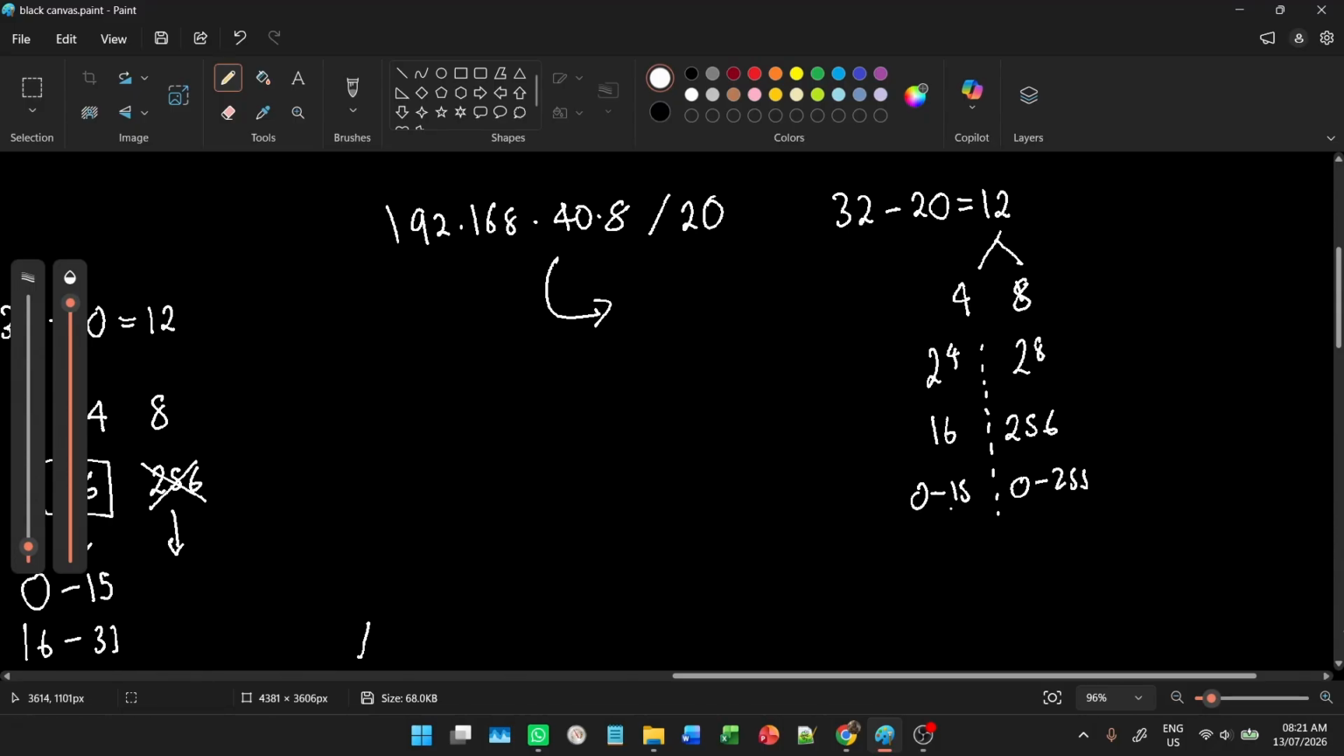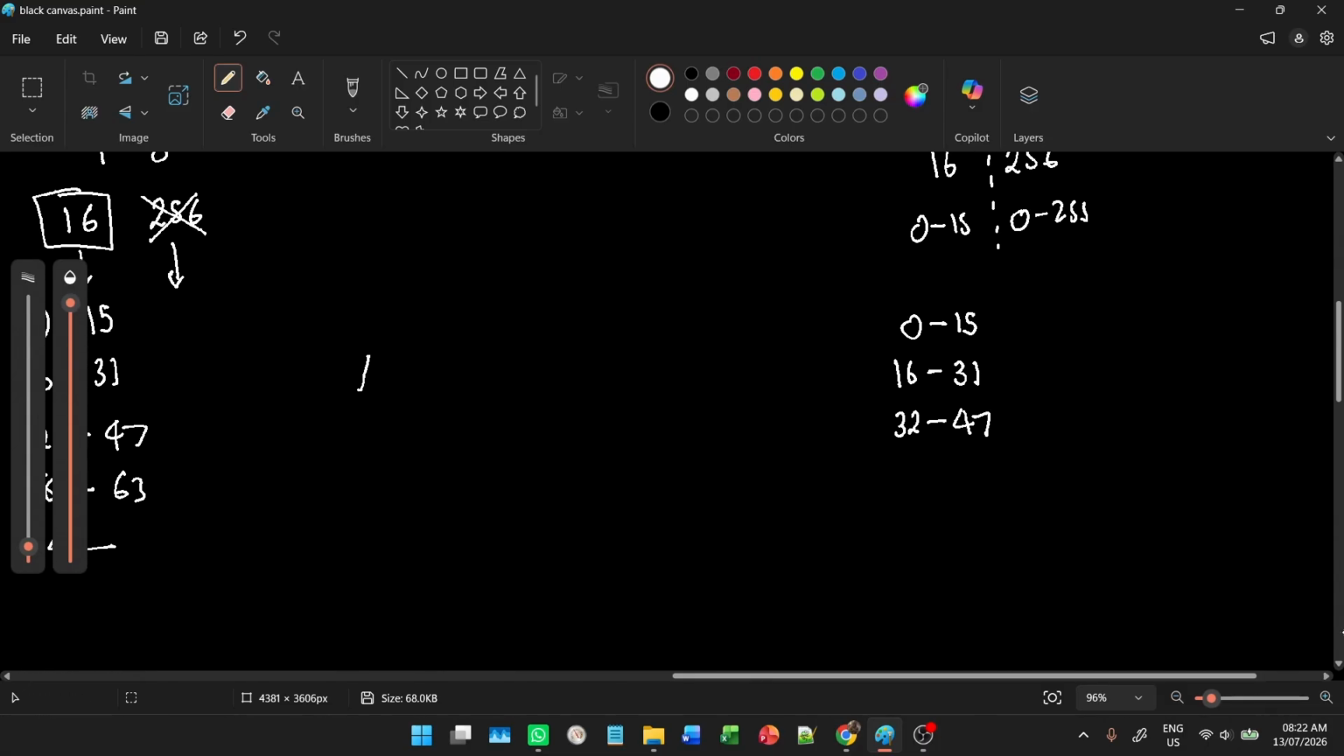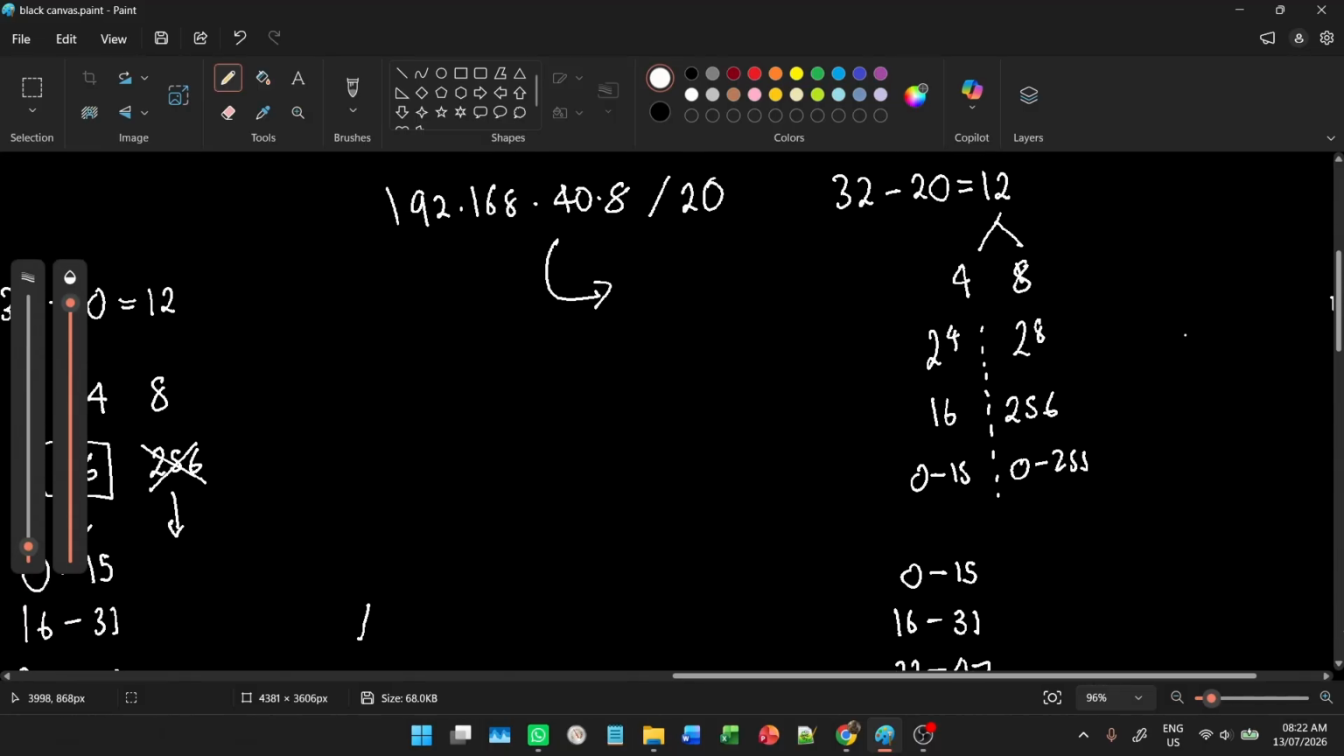Now what we should do is find this one's network address and broadcast address. Then we should find the usable addresses and all. Let's first of all do the chunks of this. So it's going to be 0 to 15, 16 to 31, 32 to 47. 40 falls under this block, right?